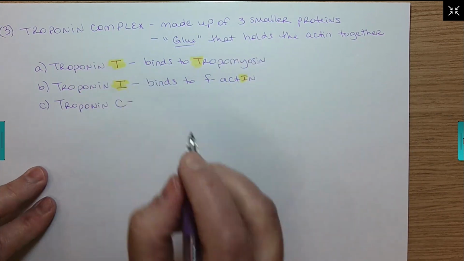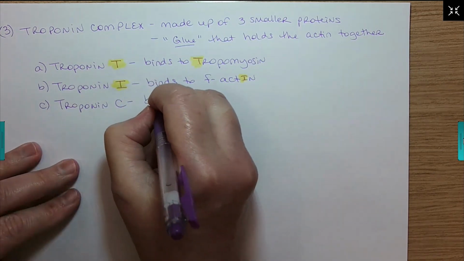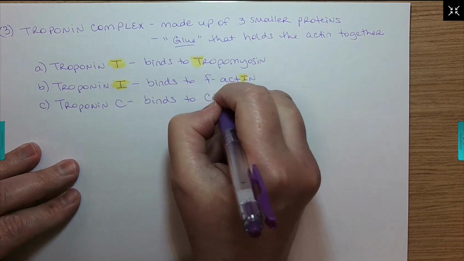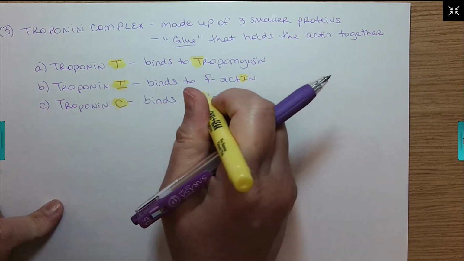And the troponin C, you're like, well, we only talked about two things. What the heck is the C binding to? It binds to calcium. Wow. Kind of came out of nowhere.